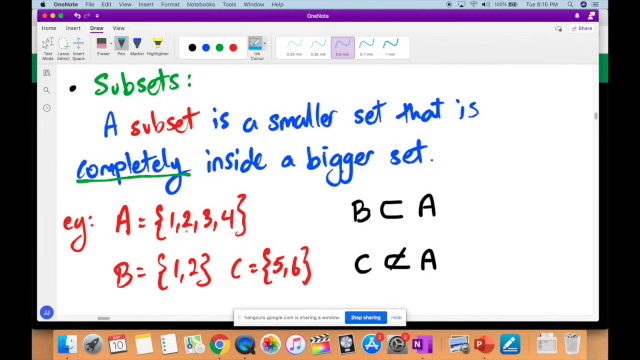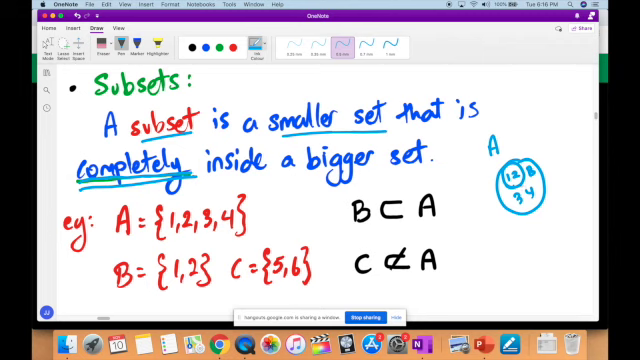Now we have to talk about subsets. Now a subset is a smaller set that is completely inside the bigger set. Completely. The entire thing needs to be inside, you know. So we could see here that, in terms of a Venn diagram, if I have this set A, this set A is 1, 2, 3, 4, and we could see the set B is 1, 2.